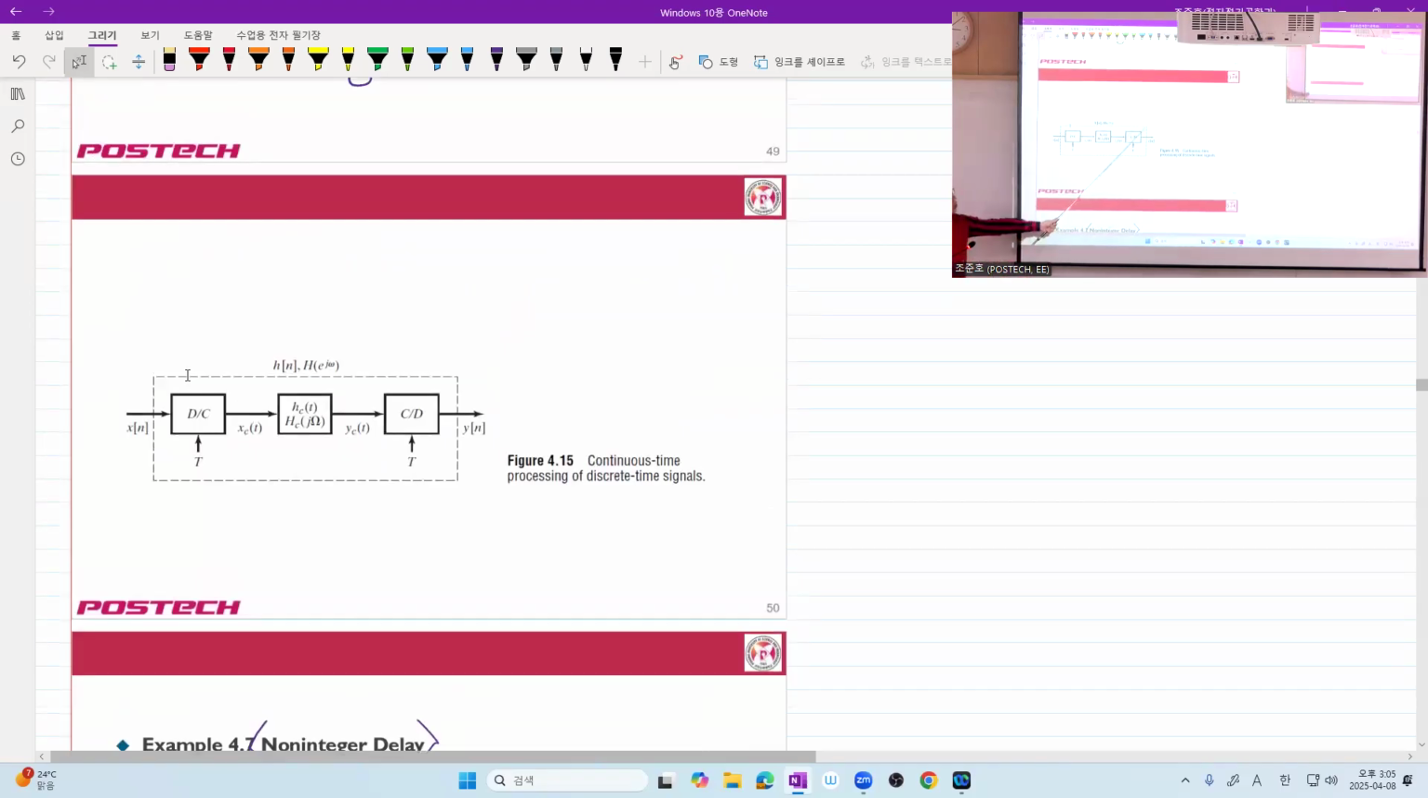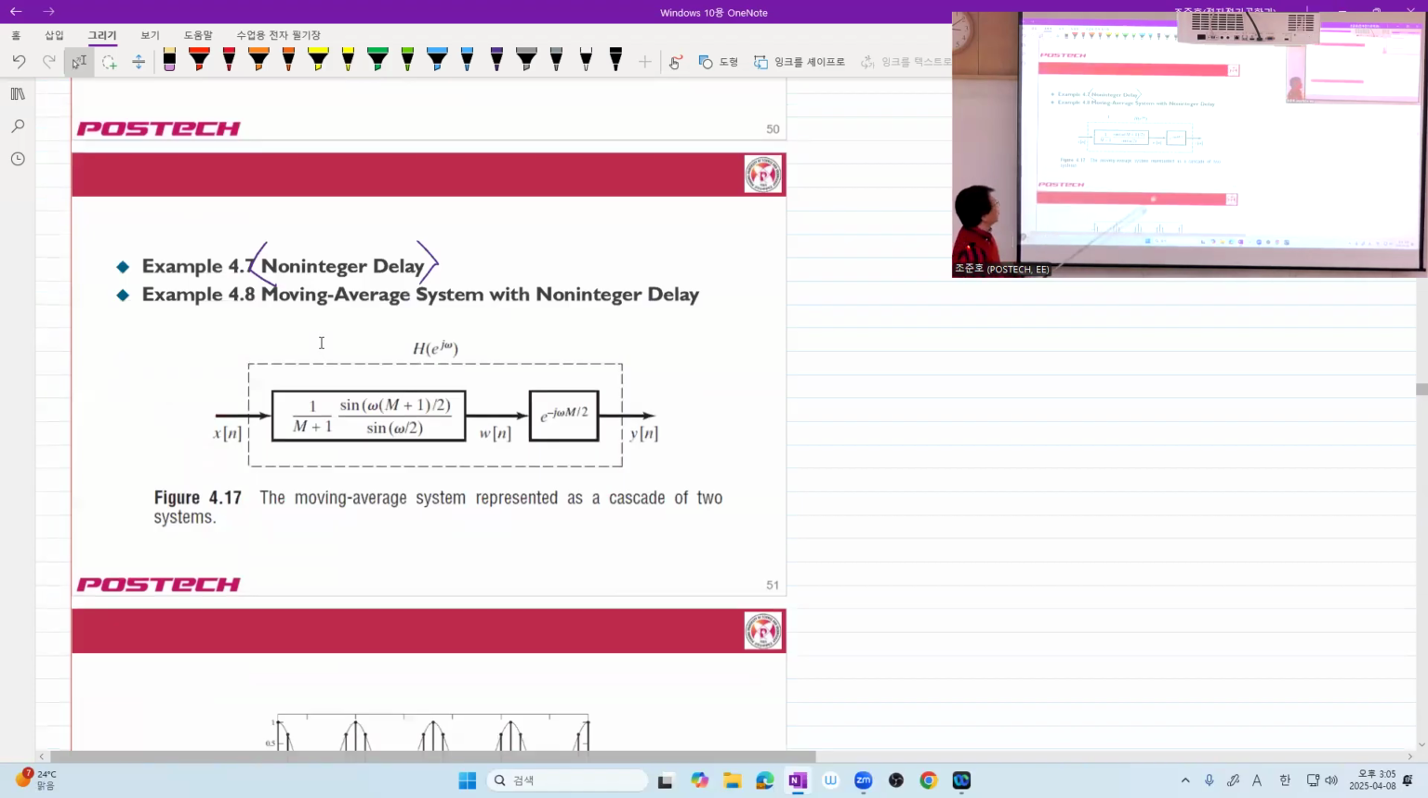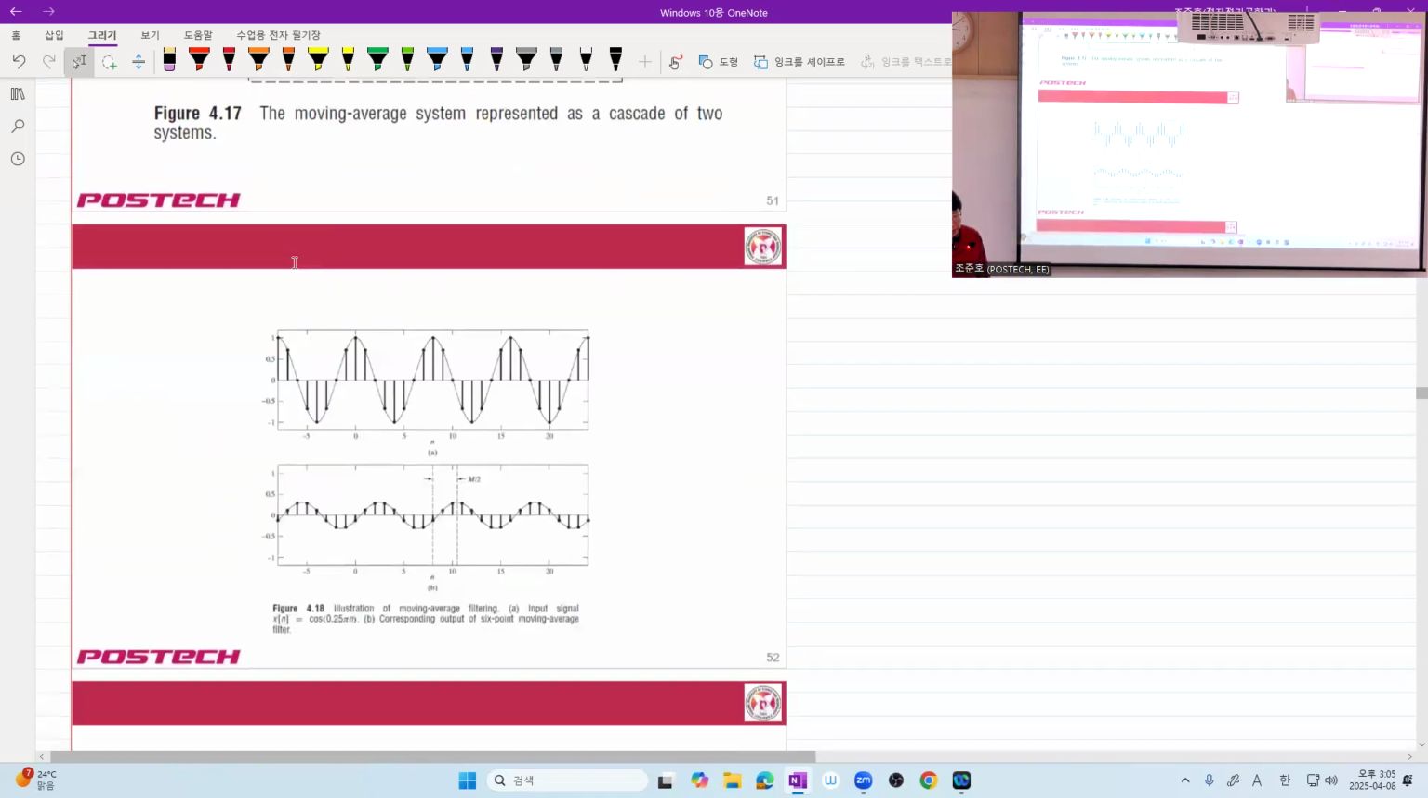So you want some discrete time system that processes a discrete time signal and generates a discrete time signal. But sometimes we use a D2A converter, and we have some analog circuitry or something equivalent, and then we sample and generate the output. Anybody knows the example? The textbook says non-integer delay. You read it. It's not that difficult.